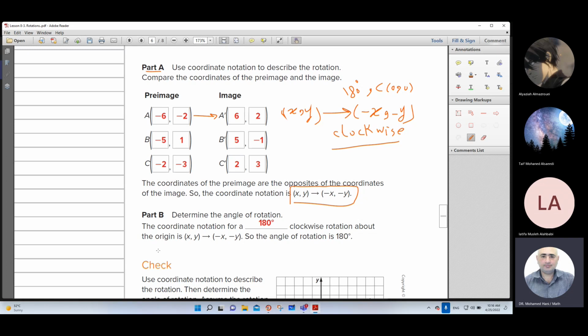Rotation about the origin: (x, y) will be (negative x, negative y). So the angle of rotation will be 180.